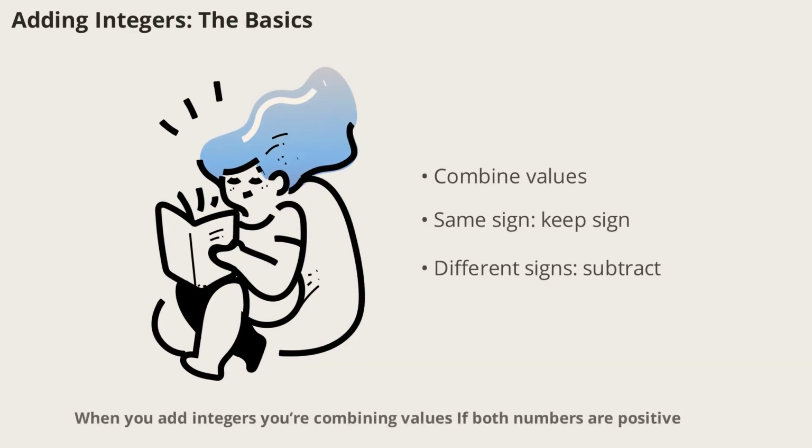When you add integers, you're combining values. If both numbers are positive, the result is positive. If both are negative, the result is negative. But what if you add a positive and a negative? The answer depends on which number is bigger. Let's look at some examples to see how this works in practice.